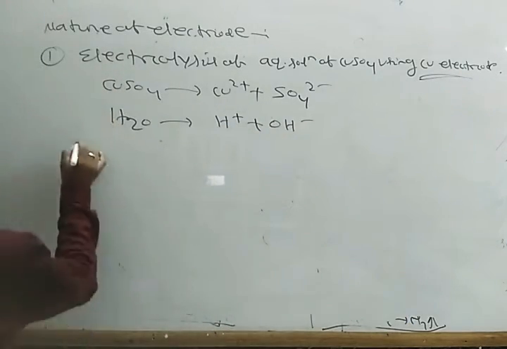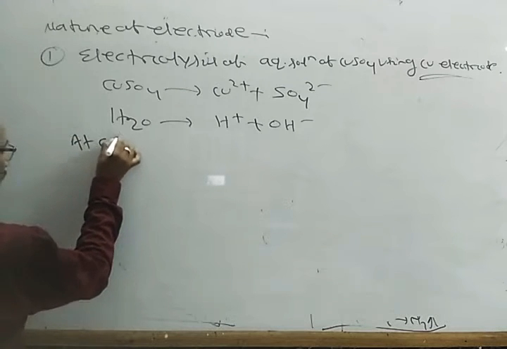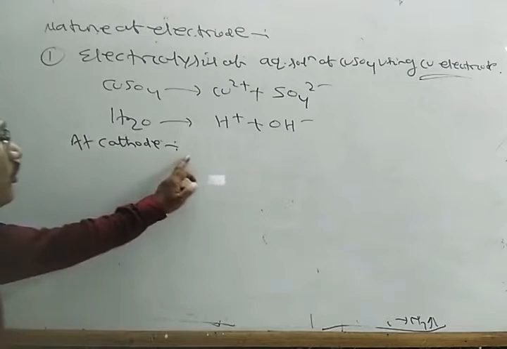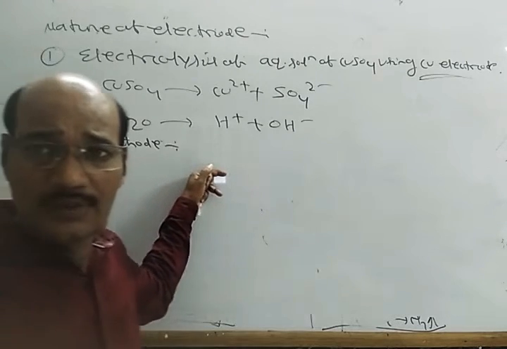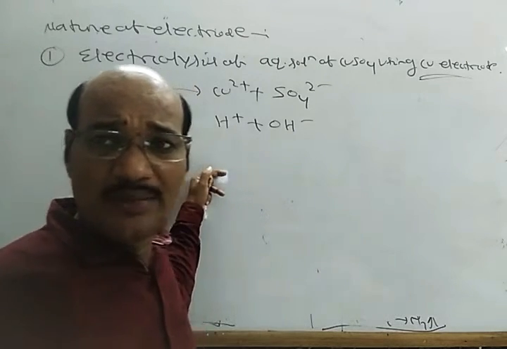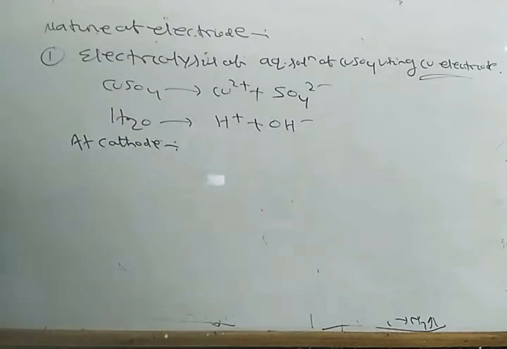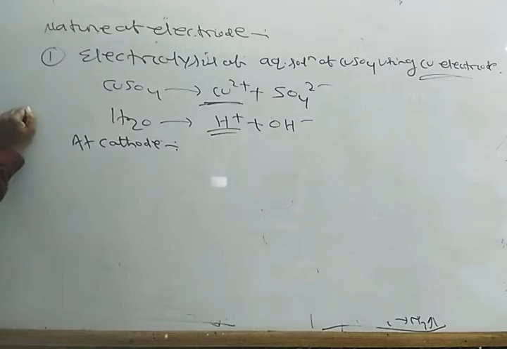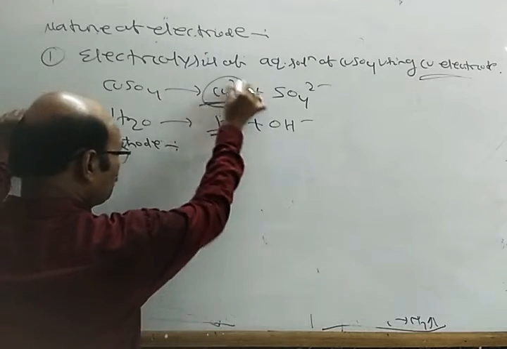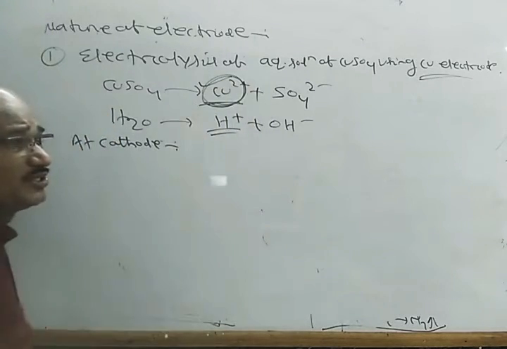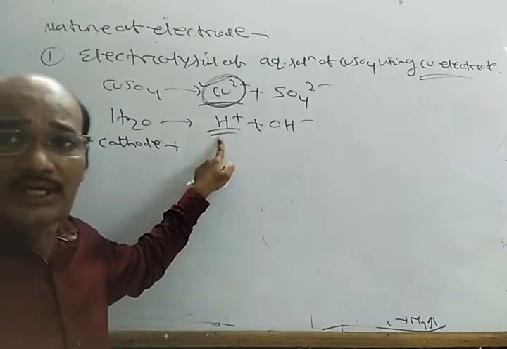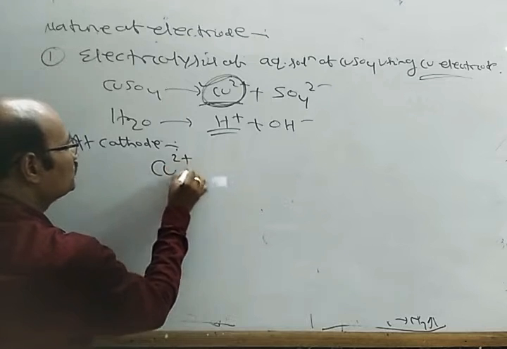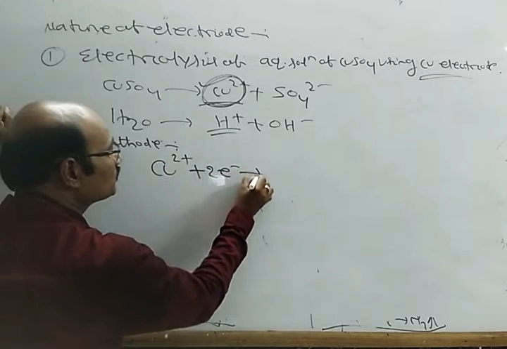So what happens at the cathode? The cations will go to the cathode, and here we have Cu2+ and H+ as the cations. Now Cu2+ has the higher discharge potential as compared to H+. So what happens here? At the cathode, Cu2+ plus 2 electrons gives Cu.